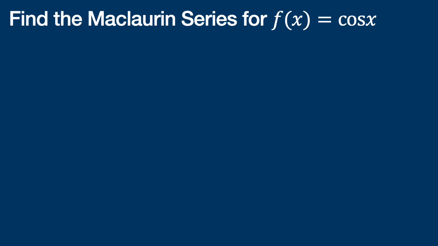Now, let's find the Maclaurin series for cosine x. We can use the definition of the Maclaurin series. Also, we're going to use calculus to find the Maclaurin series for cosine x, because we already found the Maclaurin series for sine x. How can we get the cosine? Differentiate sine and we get cosine. Another way to say it: the derivative of sine is cosine. That's what I'm going to use here.